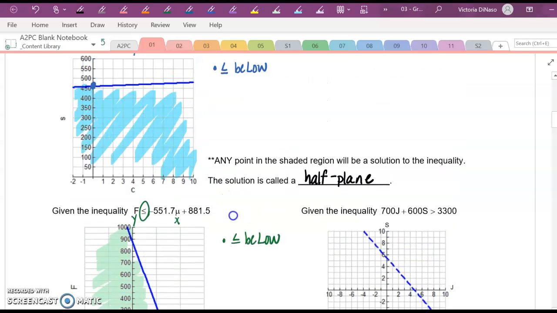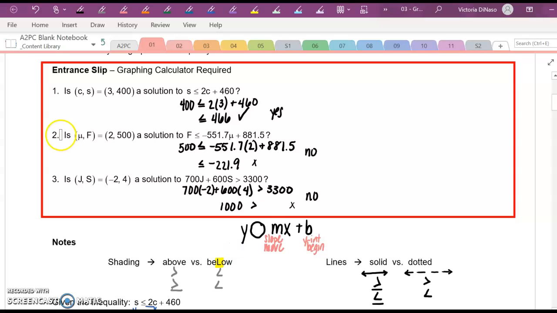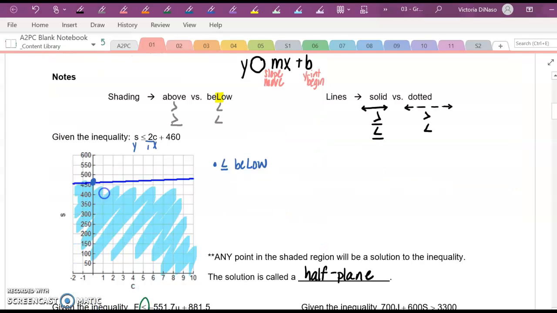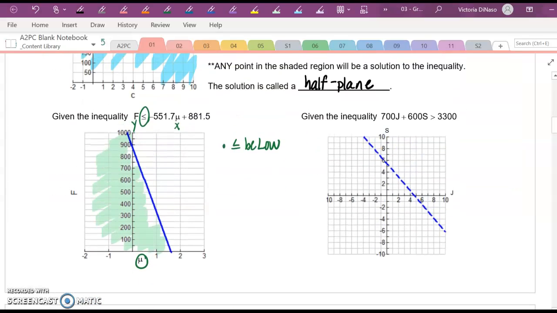If we look up above, for number 2, it said that 2, 500 was not a solution. So we got a no. If we were to actually plot the point 2, 500, notice it is not in my shaded region, just as we found above that it was not part of the solution when we inputted 2, 500 into this exact inequality.